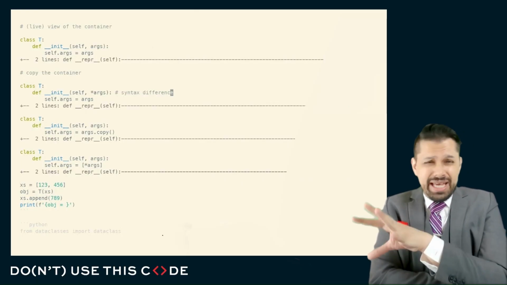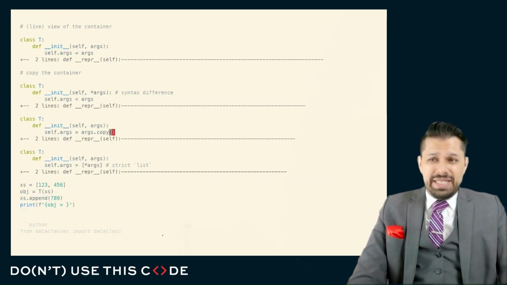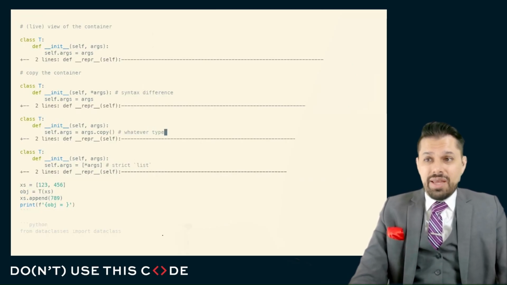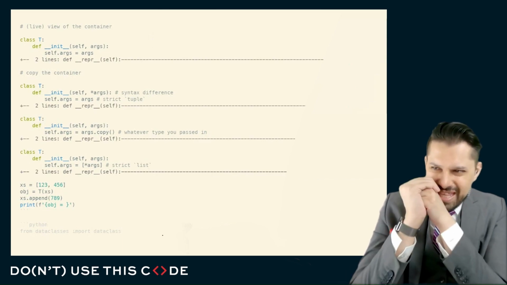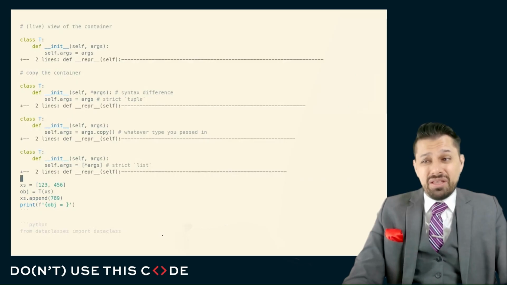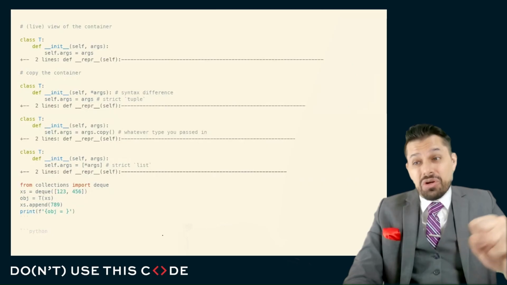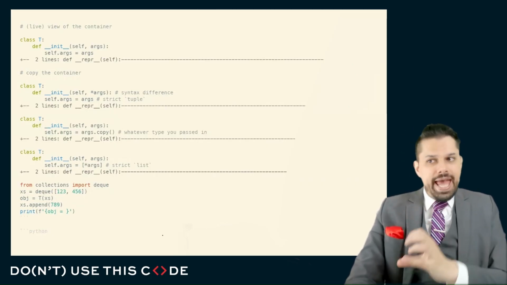Now, in the last three cases, there are other slight differences. For example, here, the args are a strict list, whereas here, this is whatever type you passed in, and this here is a strict tuple. So you can think that in the middle of these three copied cases, if this isn't a Python list but a collections.deque, well, here, args will be a collections.deque with the behavior pulled through, even if the data has been copied.